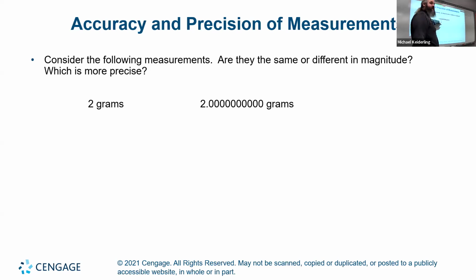This is the more precise measurement. So here I'm saying, I know this to the nearest gram. It might be 3, it might be 1. Here I'm saying, I know this down to the 10 billionth of a gram. It's absurd. I know this to some absurd precision. You might go up or down by 1 10 billionth of a gram or something like that. That's not even a speck of dust.